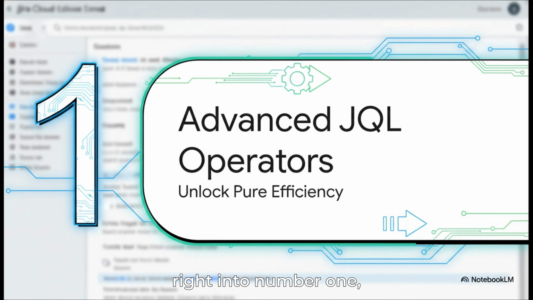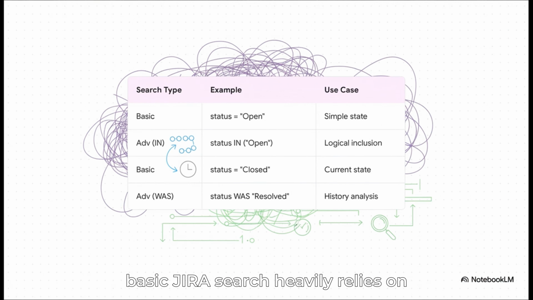All right, let's dive right into number 1, unlocking advanced JQL operators. So basic Jira search heavily relies on clunky drop-down menus and getting tangled up in messy OR statements. But advanced syntax cuts right through that noise. By using the in operator, you can group things together into clean, logical inclusions.